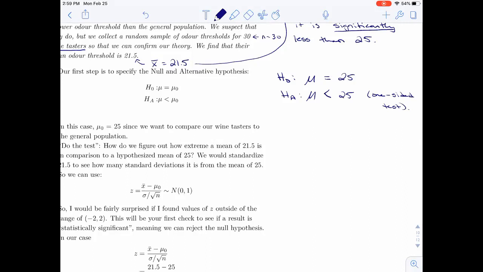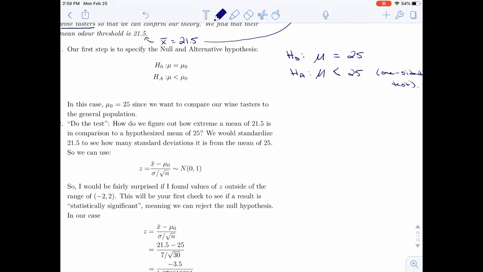So now we have our null and our alternative hypotheses set up. Great. Any questions about that? So far, so good. Hopefully, maybe.